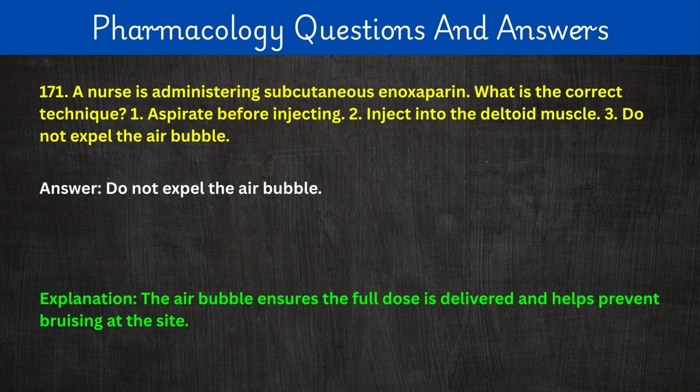171. A nurse is administering subcutaneous enoxaparin. What is the correct technique? 1. Aspirate before injecting. 2. Inject into the deltoid muscle. 3. Do not expel the air bubble. Answer: do not expel the air bubble. Explanation: the air bubble ensures the full dose is delivered and helps prevent bruising at the site.